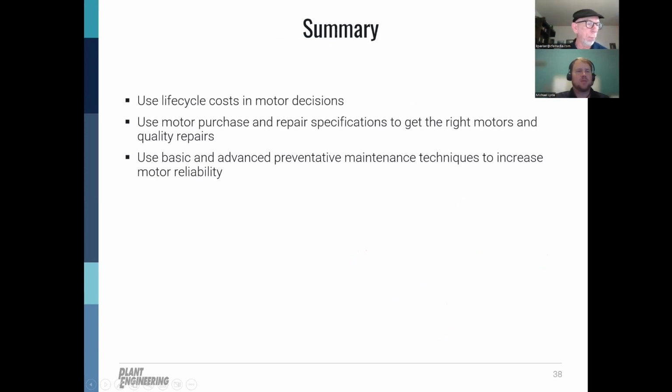So, summary. When you're purchasing motors, use life cycle costs instead of just initial cost. Develop and use the purchasing and repair specifications, so you're getting the best motors for your applications and also the highest quality repairs. And then finally, utilize the strategic preventative maintenance techniques that we discussed earlier on to upkeep your motor population and extend the useful life.